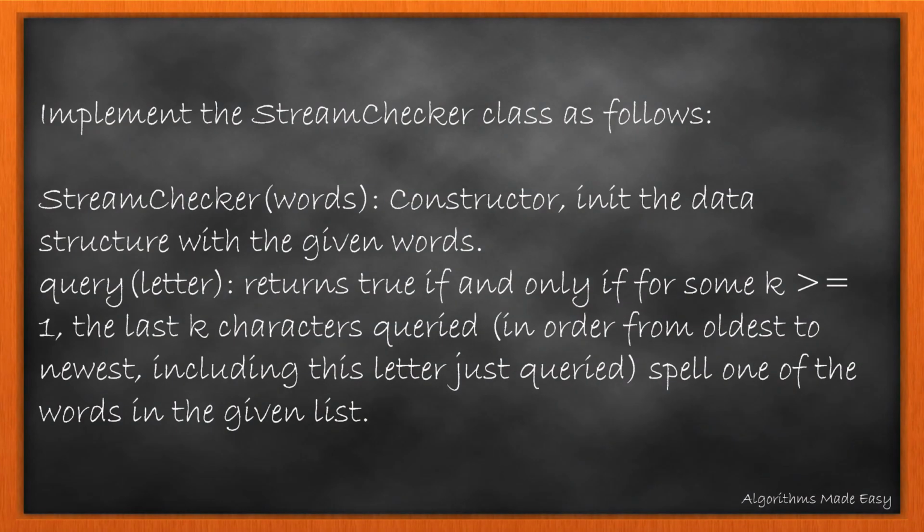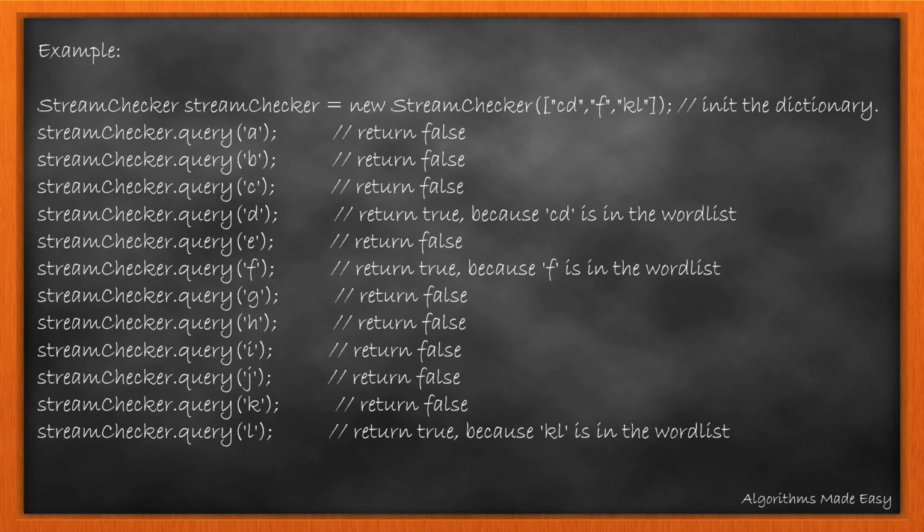Implement the StreamChecker class as follows. In the constructor, initialize the data structure with the given words. In method query, return true if and only if for some k greater than or equal to 1, the last k characters queried spell one of the words in the given list. Here is a simple example. We'll discuss it thoroughly in a bit.